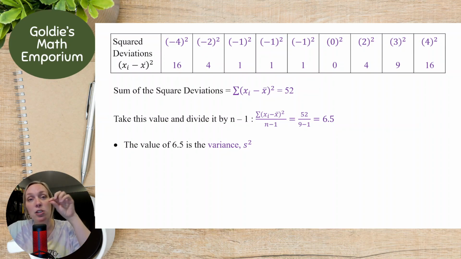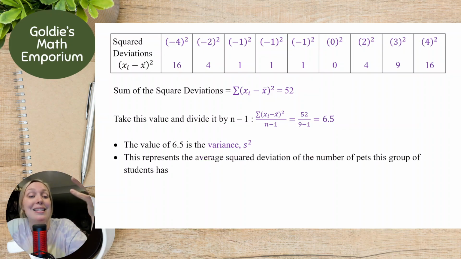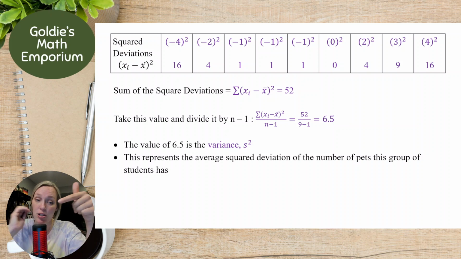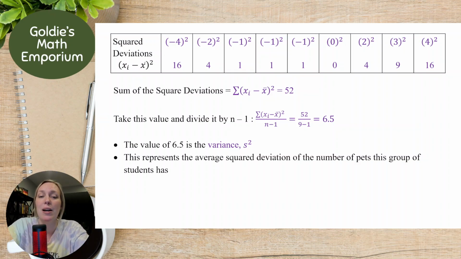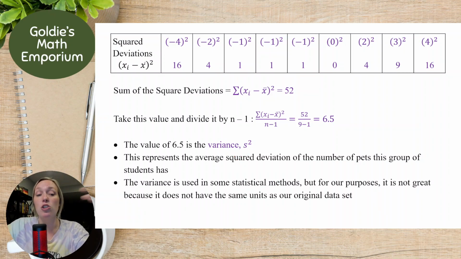But it is a stepping stone to get the standard deviation. I'm almost there. That value of 6.5 has a special symbol, s squared, variance. It's s squared because it's the standard deviation squared. It's the average squared deviation. And of course, standard deviation is just the average deviation. We want to get rid of this squared piece. So how do we get rid of the squared piece?